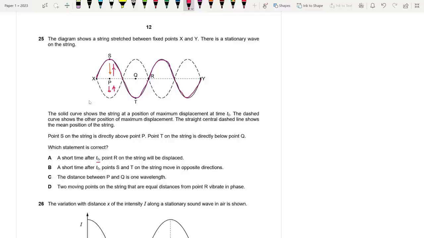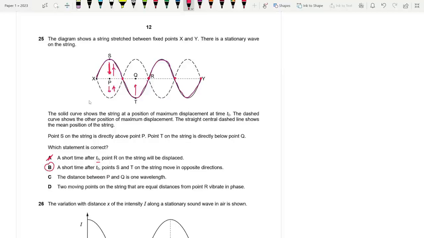A short time after t naught, point R on the string will be displaced. No, wrong. Point R, actually these points remain fixed, so 25A is wrong. A short time after t naught, points S and T on the string move in opposite directions. S is in this loop and T is in this loop. If you are one loop apart, you are out of phase, 180 degrees out of phase, anti-phase, so they will move in opposite directions. Yes, B is correct.